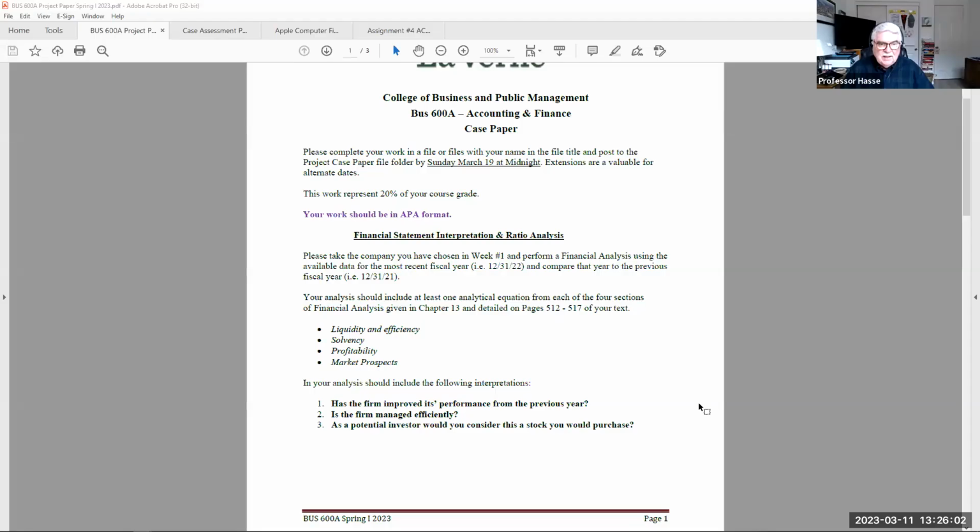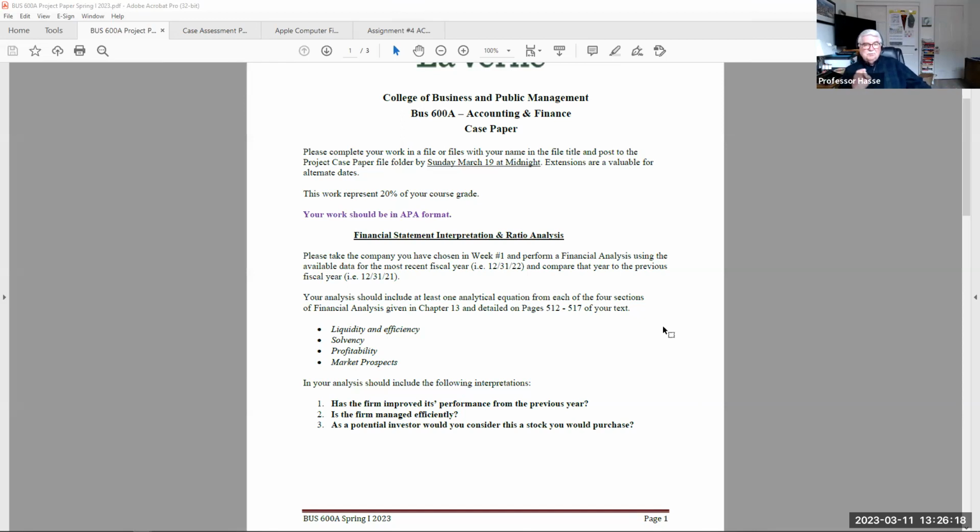So you are to take that information and go for the last 2 fiscal years of that company. If it's Apple Computer, it'll be September of 22 and September of 21. If it's Ford Motor Company, it could be December 22, December 21.